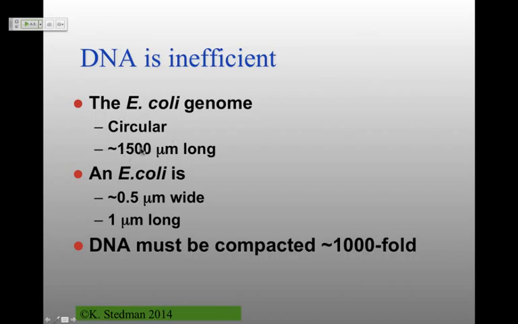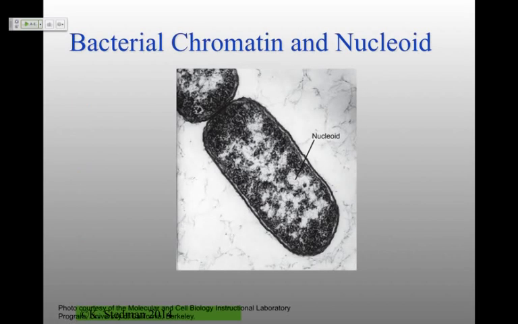It's about 1.5 microns in length if you stretch it all the way out. And that's a little over a centimeter, a centimeter and a half. But of course, the E. coli itself is only a micron long and half a micron in diameter. So you've got to compact it 1,000-fold. Most people don't think about bacterial DNA being compacted, but again, it has to be, in a very similar way to human DNA, eukaryotic DNA in general.